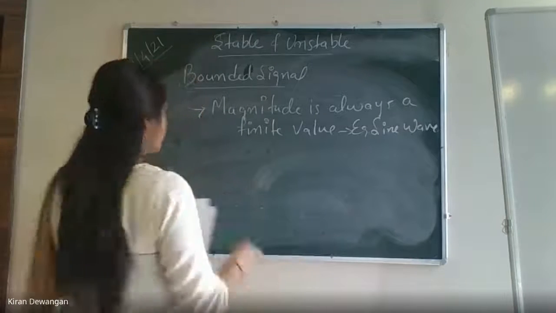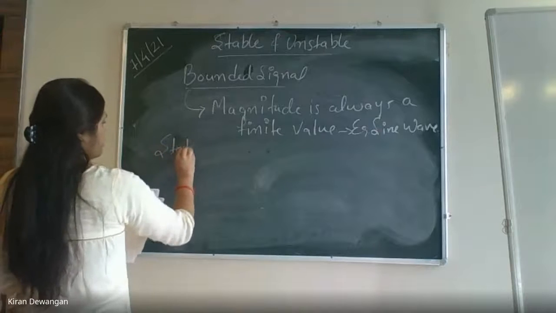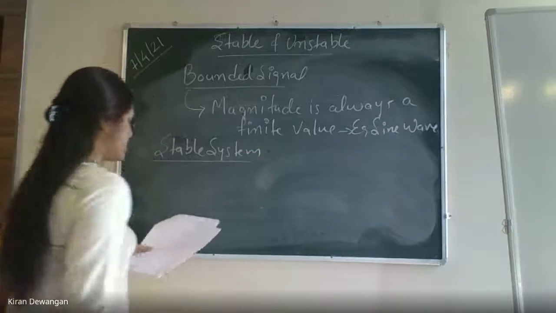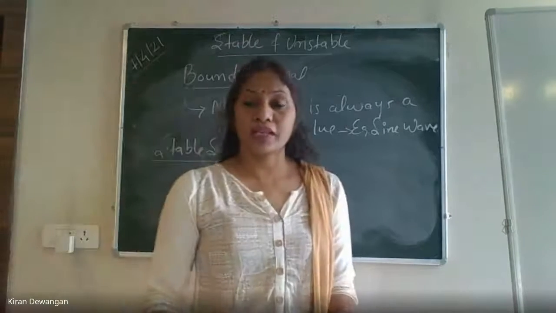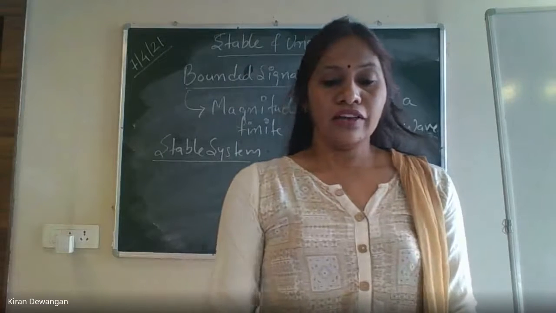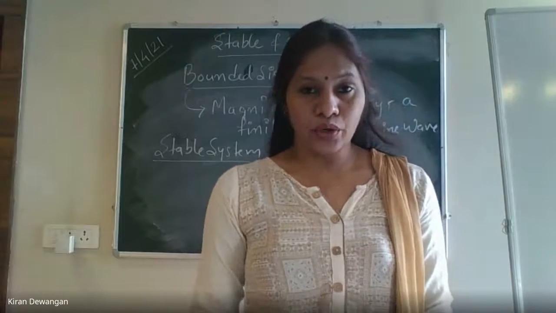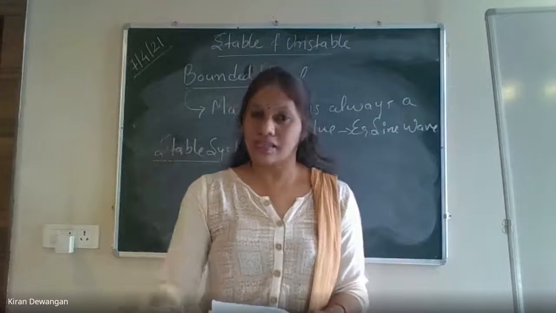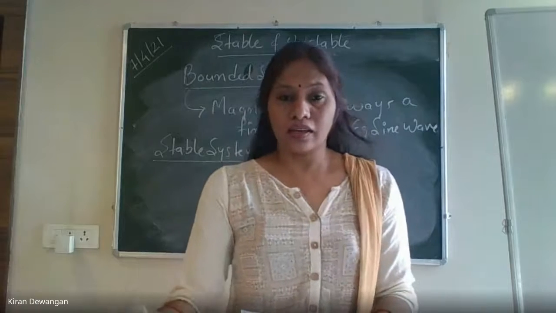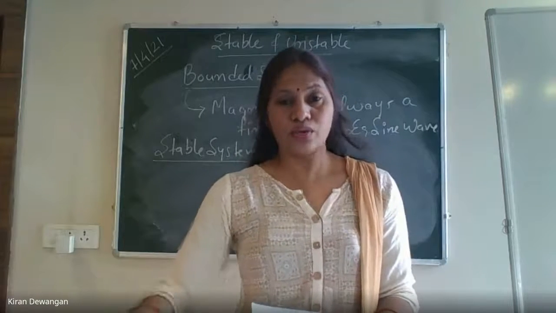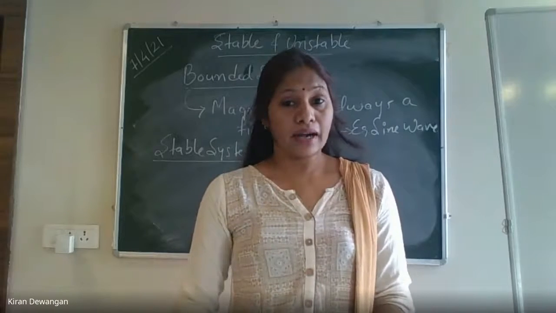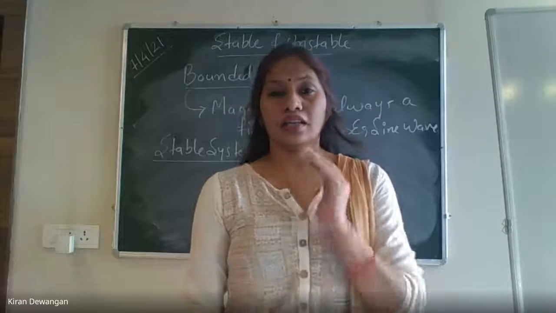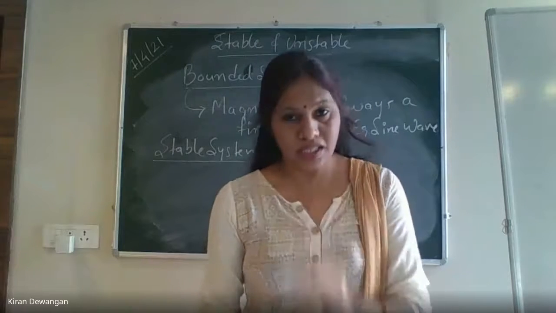Now for a system to be a stable system, a system is said to be a stable system if we are giving a bounded input and we are getting a bounded output. In that case, दोनों input as well as output has to be a bounded signal. Then only we can say that the system is a stable system.